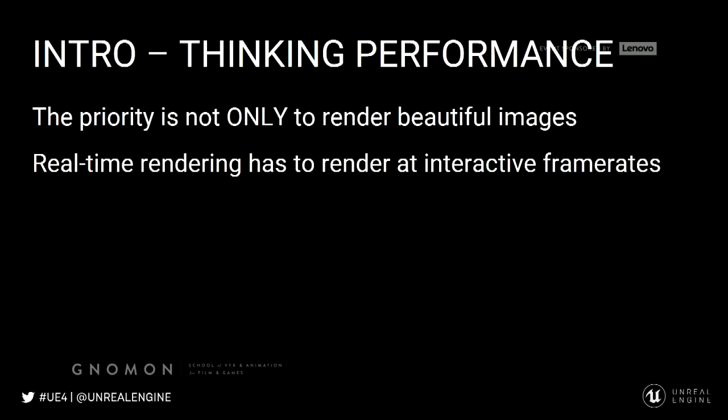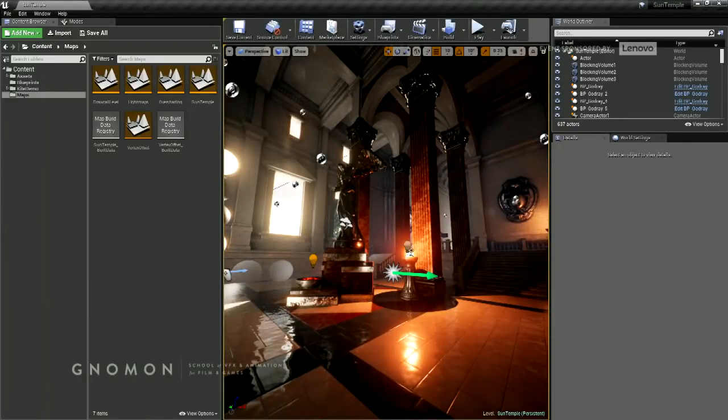So an important thing when we are talking about real-time rendering as opposed to offline renders that we are used to do with Maya renders like V-Ray or Arnold, is that here the priority is not only to generate beautiful images, but also to have some interactive frame rate. Just to have a sense of how long a frame takes to render in Unreal, let me show you this scene here.